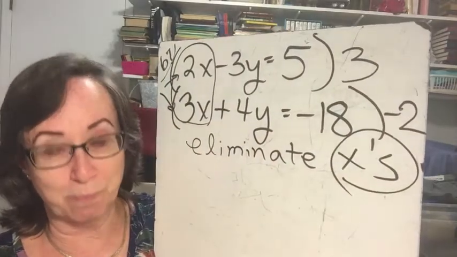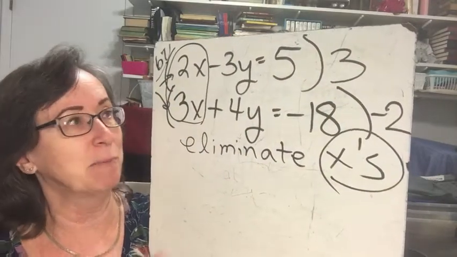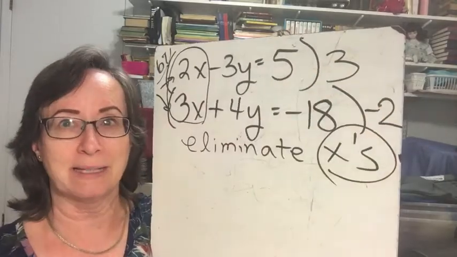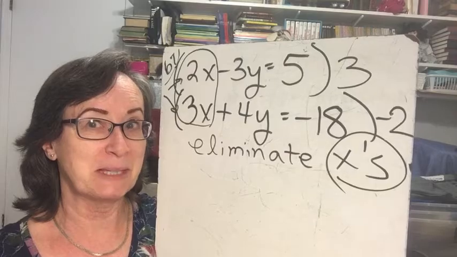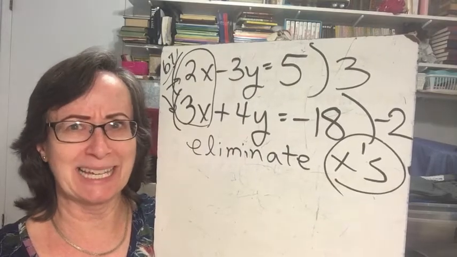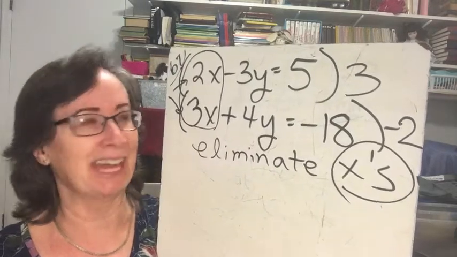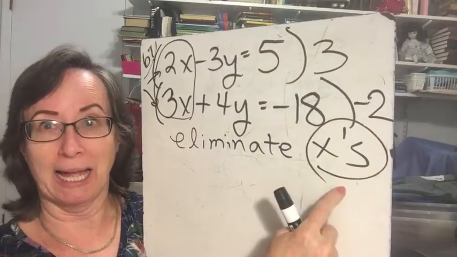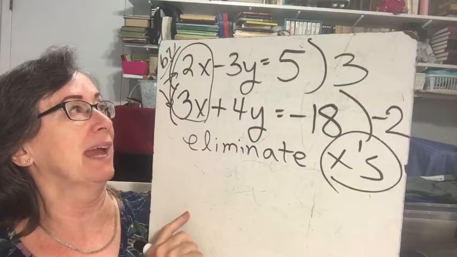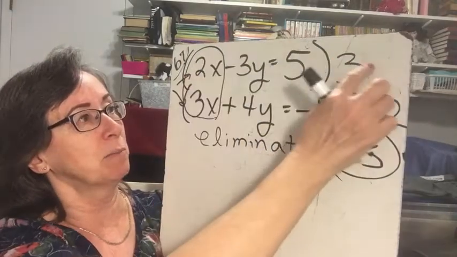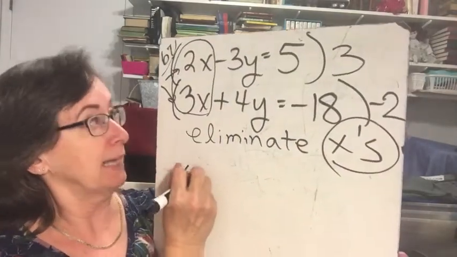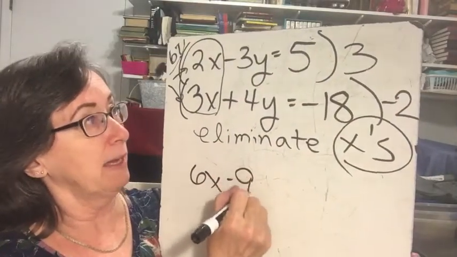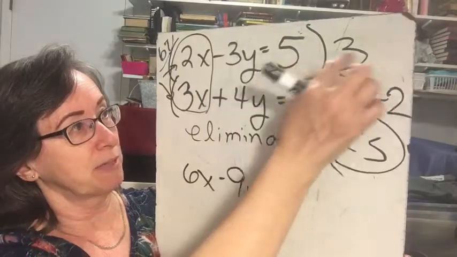Now in your book, they multiplied this one by a negative 3 and this one by a positive 2. Does it matter which one was negative and which one? No, it doesn't. Okay, but in the next time we do this, we're going to eliminate the y's instead of the x's. Okay, so we're going to take 2x and multiply it by 3 and get 6x. Negative 3y times 3 is negative 9y equals 5 times 3 is 15.